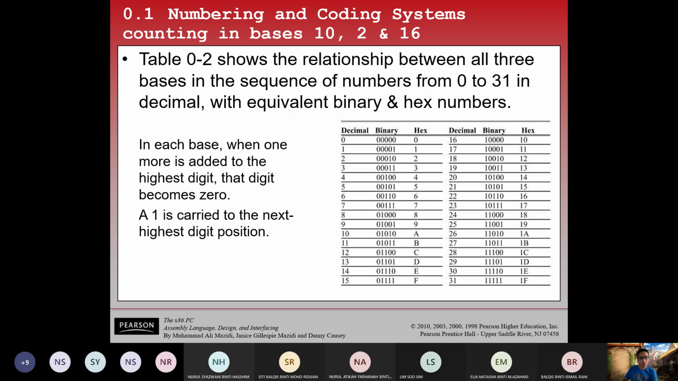After F, it comes back to 10, and then it follows with 1F. What is after that? It becomes 20. And then 21, 22, 23, 24 up to 29, and then comes 2A, 2B, 2C, 2D, and then 2F. After 2F, it comes to 30. So that's how the increment of hex numbering works.